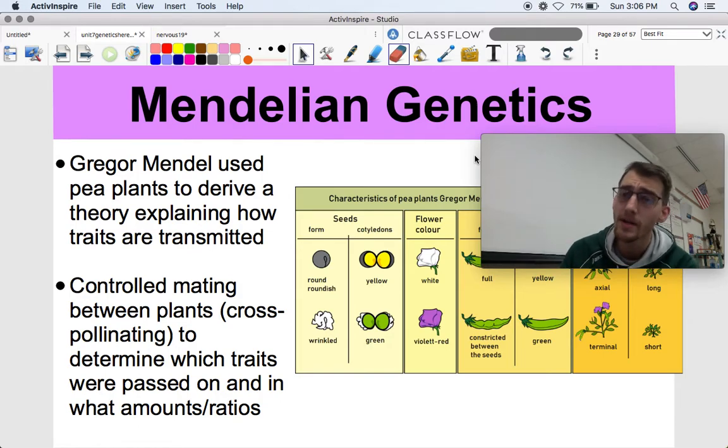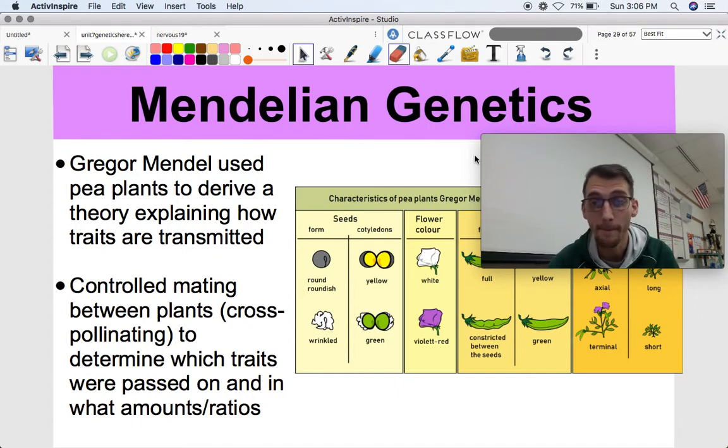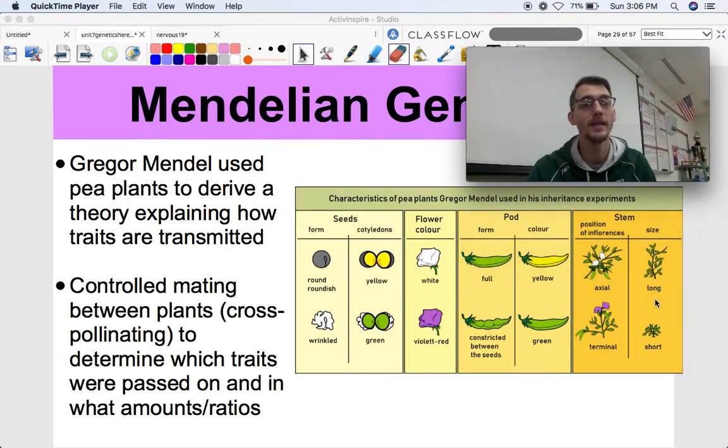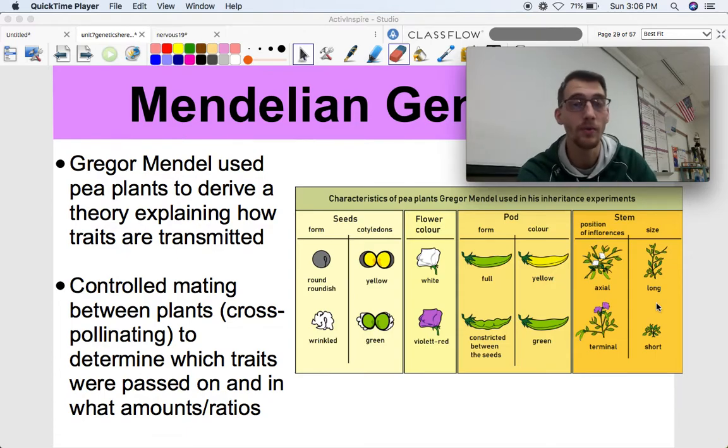when we talk about Mendelian genetics. And the reason why we call it Mendelian genetics is that it's named after this guy, Gregor Mendel. He was a monk, in an abbey. And since he had a lot of free time, he gardened a lot, and he planted pea plants, and then he did experimental crosses with them, genetic crosses. He controlled the mating between different pea plants by cross-pollinating them to determine which traits were passed on and in what amounts or in what ratios.